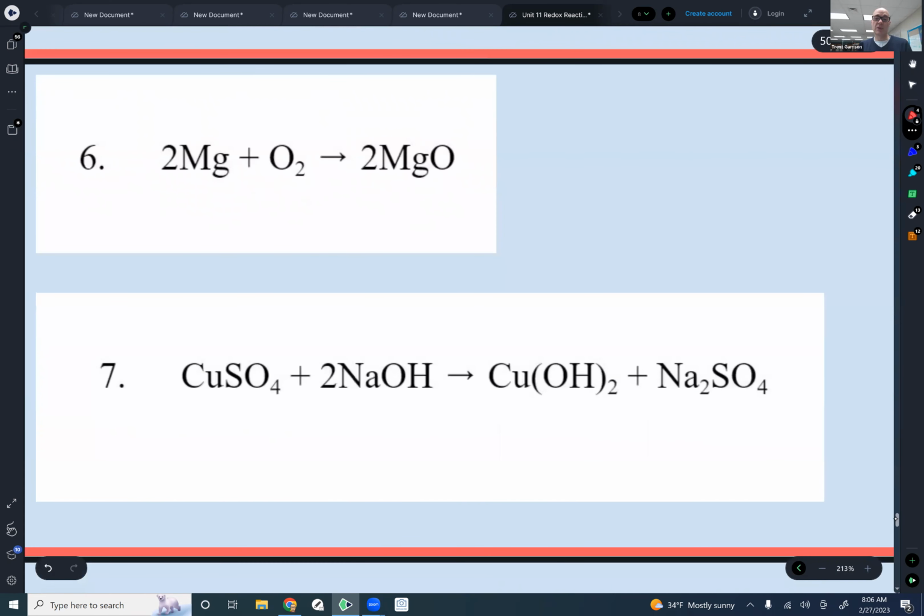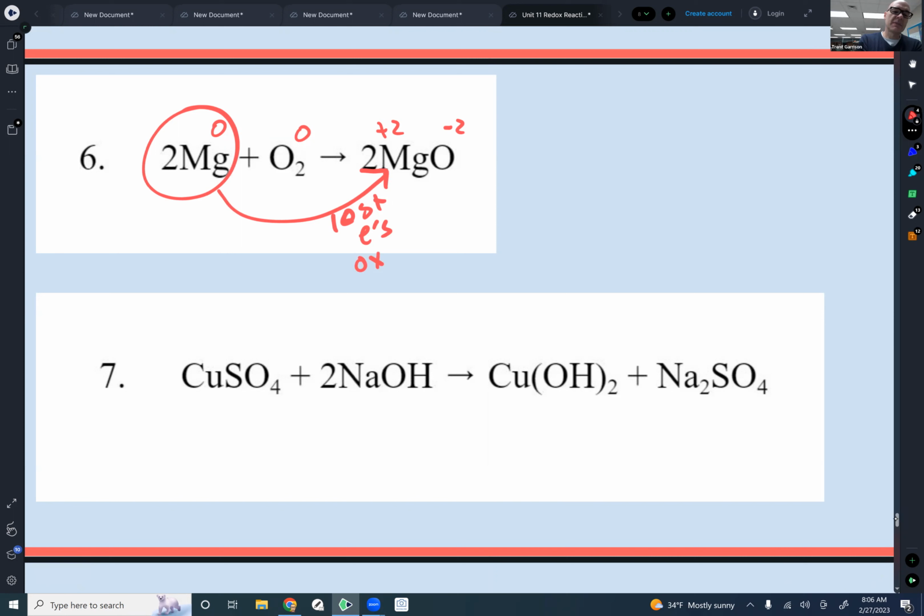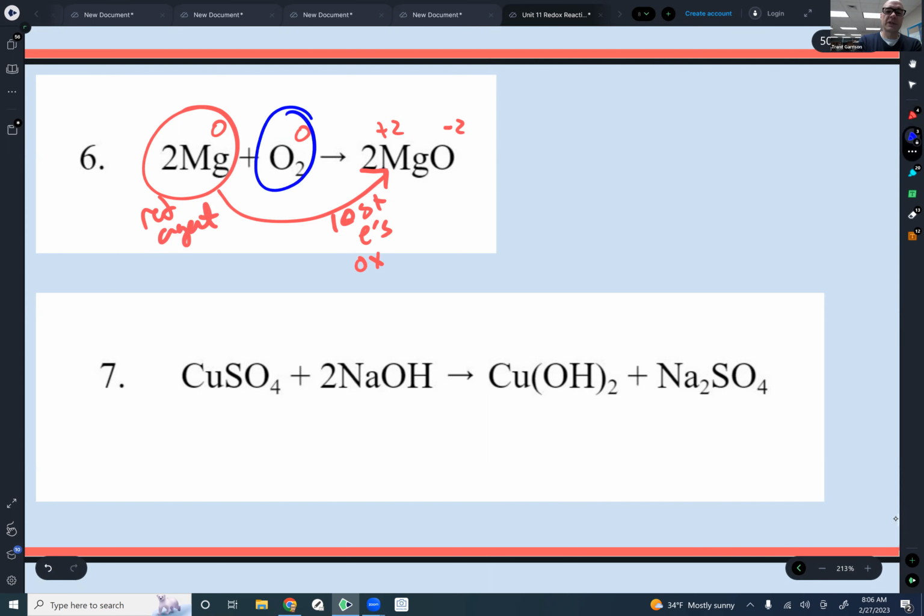Looks like I got a couple more examples. Let's do these. Manganese starts at 0, so does oxygen. Over on the right side, it's +2 and -2. So the manganese went from 0 to +2. That's losing electrons. That means it went through oxidation. That means that this is my reducing agent. Oxygen, on the other hand, went from 0 to -2. That means it gained electrons. That means that it went through reduction. That means that this is my oxidizing agent.